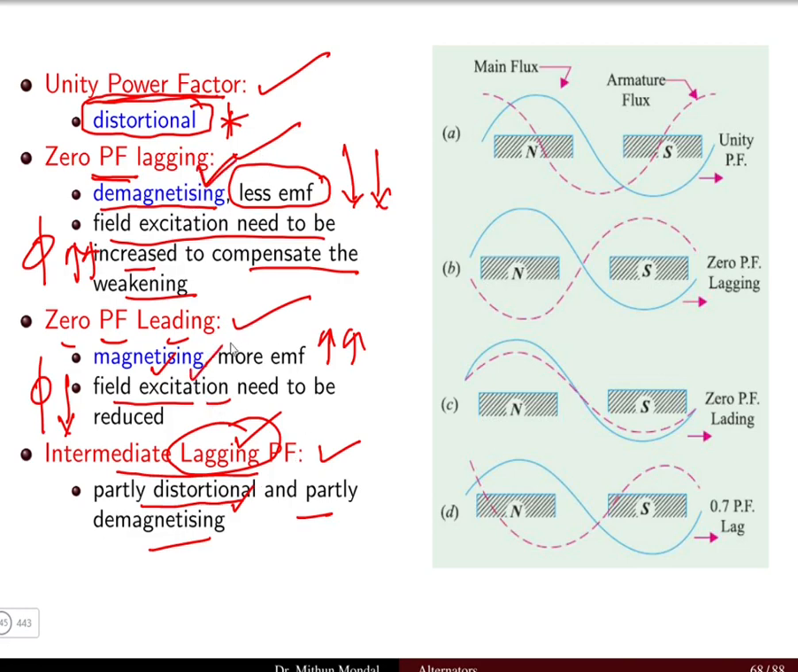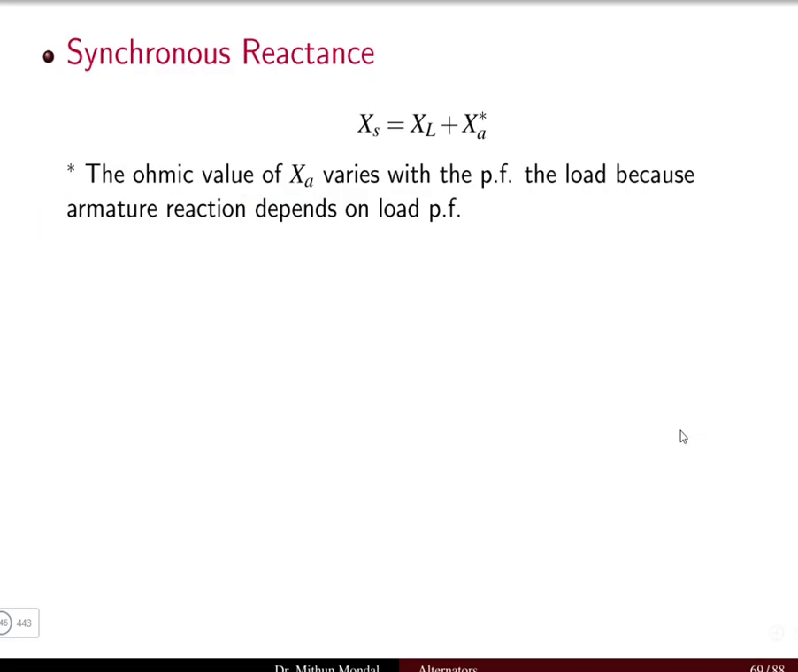So here the different conditions of unity power factor, zero power factor lagging, zero power factor leading and lagging conditions are being shown. Generally the alternator operates at the lagging power factor condition, which is intermediate. So it will have an effect of the sum of the demagnetizing and the magnetizing components of the armature reaction.